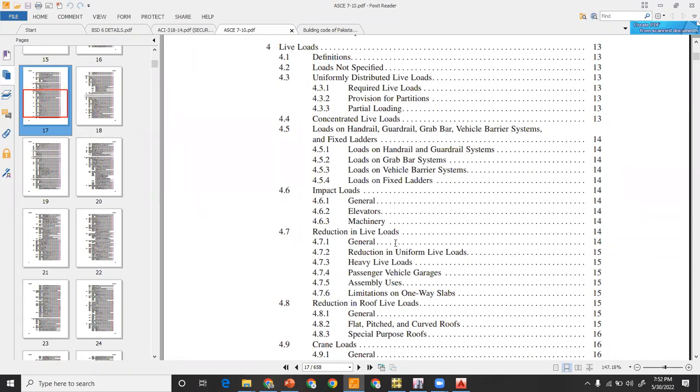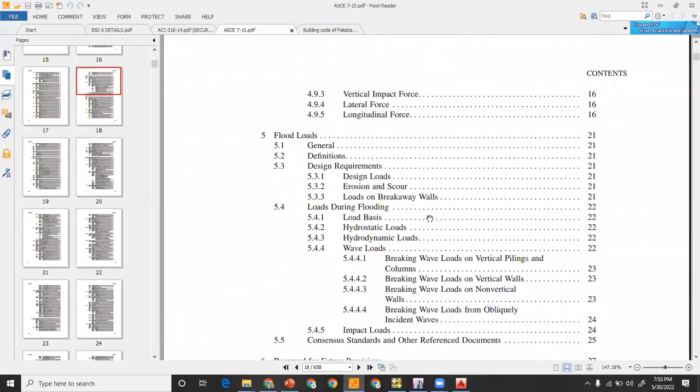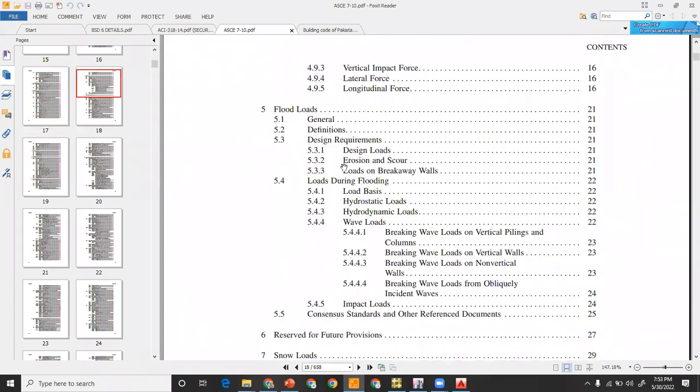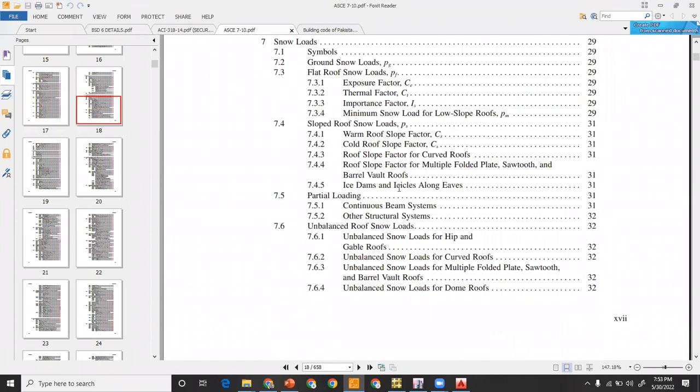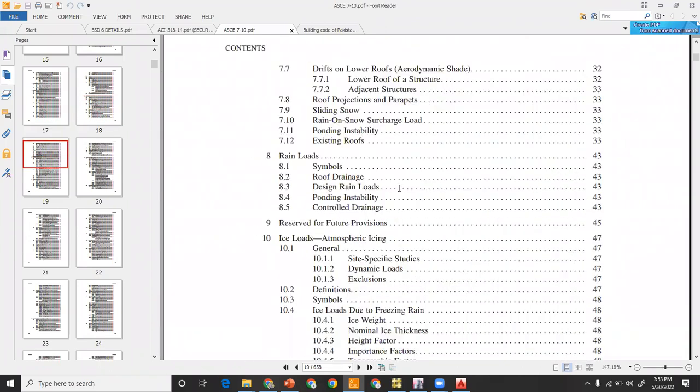For example, if you are designing the elevators, for the impact loads, it will be given in this section. You will go for this section, right? And there are many other chapters with the flood loads and the snow loads, and whatever is your requirement, you will check and you will see the required value for that.